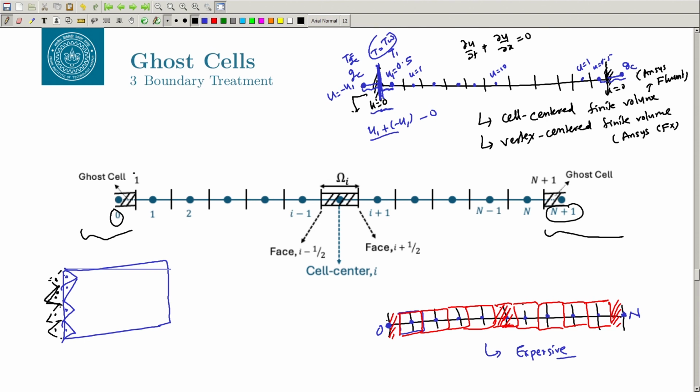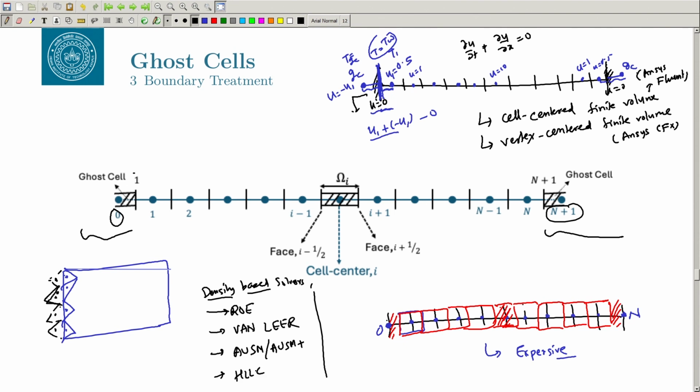In the finite volume, you have several different flux schemes. For example, the most popular is the Roe scheme. This is used even in the finite difference sense, and then you have one more. Then you have AUSM and AUSM plus. These are the schemes that you would see in your code, in, let us say, Fluent or OpenFOAM. These are basically density based solvers. Then HLLC.